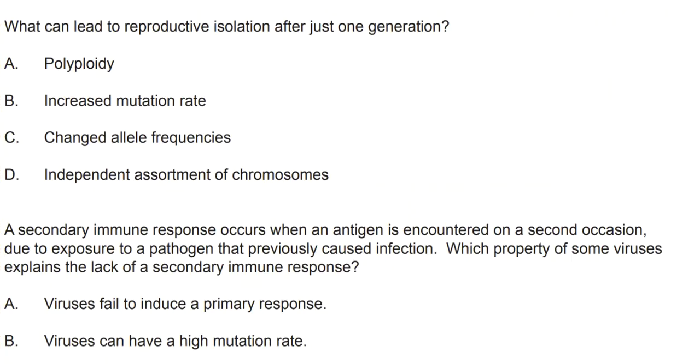What can lead to reproductive isolation after just one generation? Polyploidy is not really relevant to this, and reproductive isolation. Well, actually, polyploidy is going to be the answer, right? Because polyploidy would mean that things cannot reproduce the same way. Because if a polyploid individual tried to undergo meiosis, they can't because they generally have an inconsistent number of chromosomes in their haploid number with other members of its species. So polyploidy would be our answer.